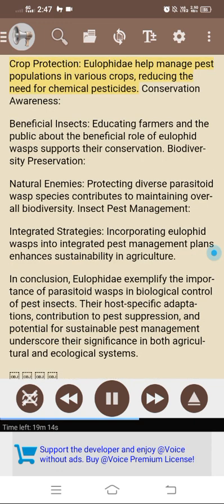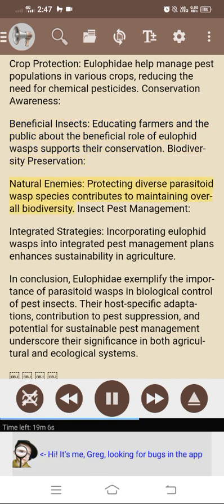Agricultural benefits, crop protection: Eulophidae help manage pest populations in various crops, reducing the need for chemical pesticides. Conservation awareness, beneficial insects: educating farmers and the public about the beneficial role of eulophid wasps supports their conservation. Biodiversity preservation, natural enemies: protecting diverse parasitoid wasp species contributes to maintaining overall biodiversity.